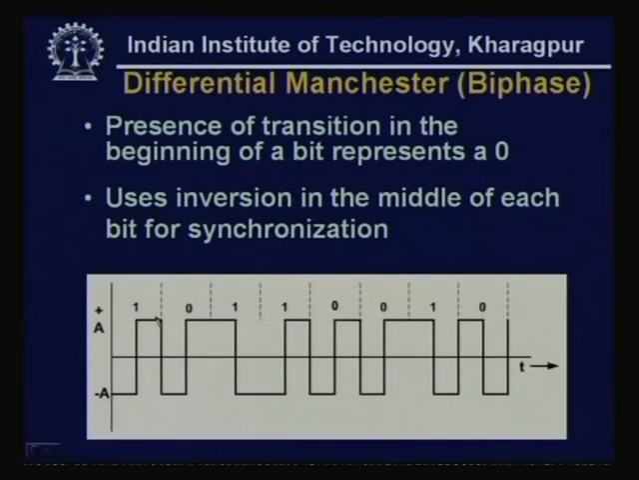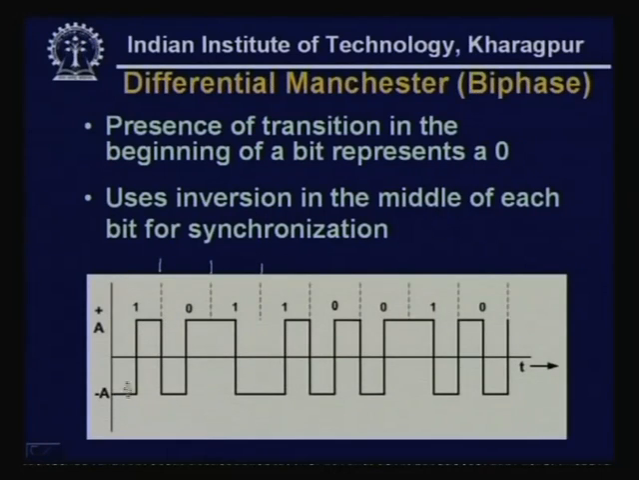Let us see the other one, the differential Manchester, which is known as biphase encoding. Here the presence of a transition in the beginning of a bit position represents a 0. That means a transition in the beginning of a bit position, this is the beginning of a bit position, this is the beginning of a bit position. If it is a 1, there is no transition. For a 0 there is always a transition, but it can be from high to low or low to high, there is no distinction. So, it depends essentially on the previous bit.